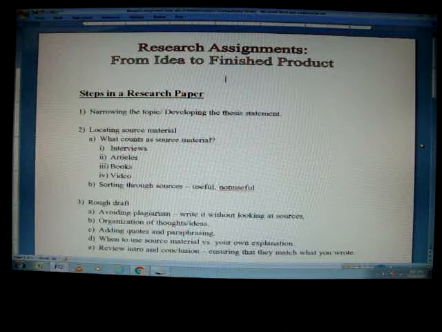Now, what counts as source material? Well, obviously, we're going to do some research on the computer. You can use articles, which are found in databases. You can go and actually pull a book and look at that. There's a lot of information in books. You can do a personal interview with people. You can go to websites. Websites are dangerous. We'll talk a lot more about that later. And you can also use video.